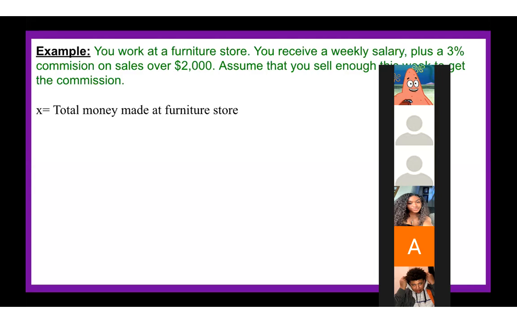The more you make, the more percentage of that commission you get. So x is the total overall money made at the furniture store. That's the first step, identifying a variable. Next, f of x equals 0.03x. Now I'm going to first present this to you, and I want someone in the chat, or you can unmute yourself, to tell us what this represents.